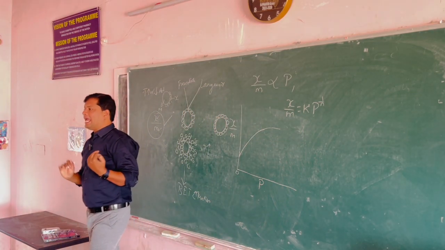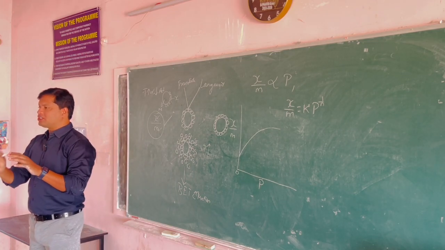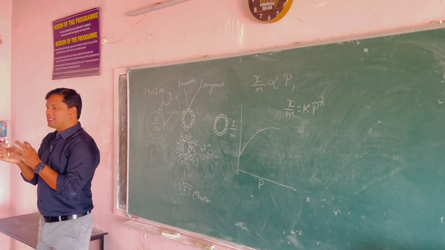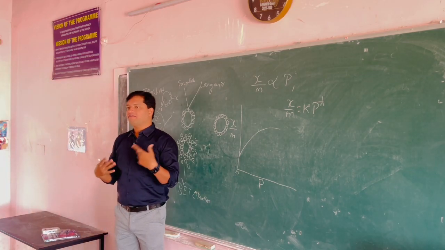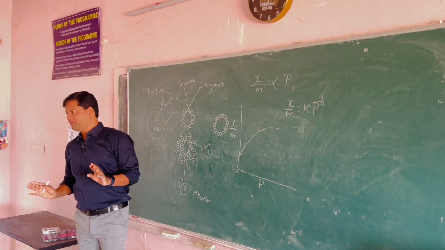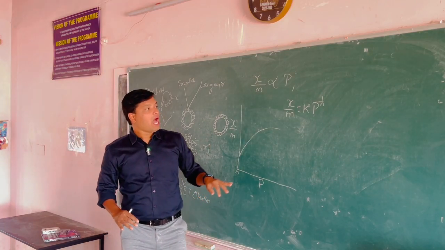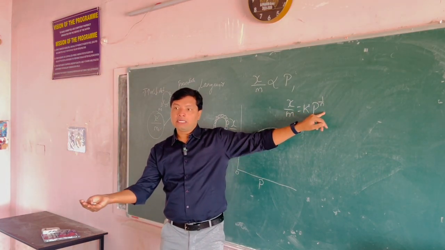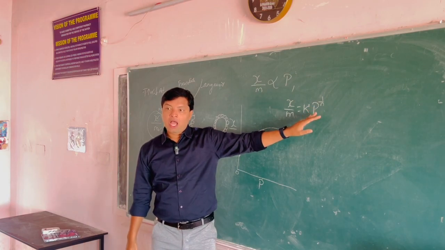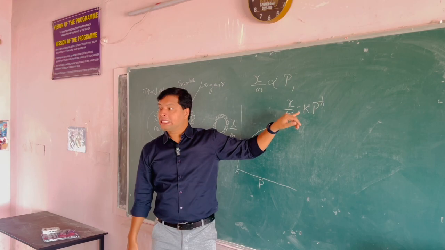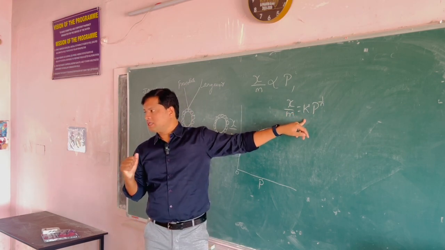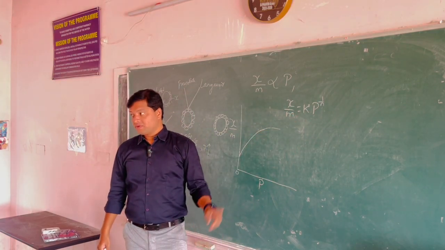Okay, K and n will vary. If you take charcoal, the values will be different. If you take silica, the values will be different. If you change the adsorbing species, the values will change. Now, sir, I already have charcoal with me, and I want to know the n value and the K value of charcoal. How, sir? How to know this?